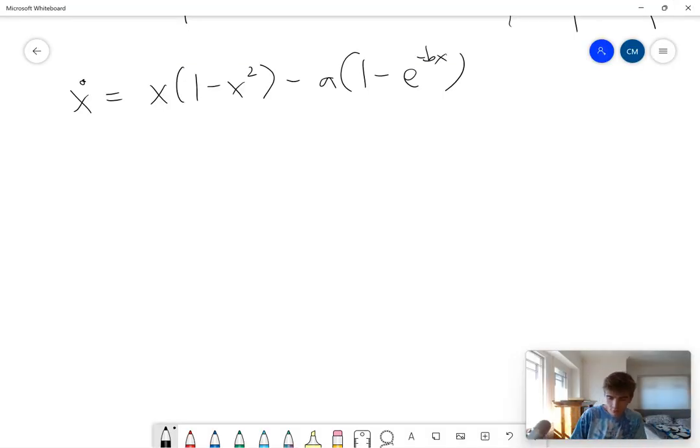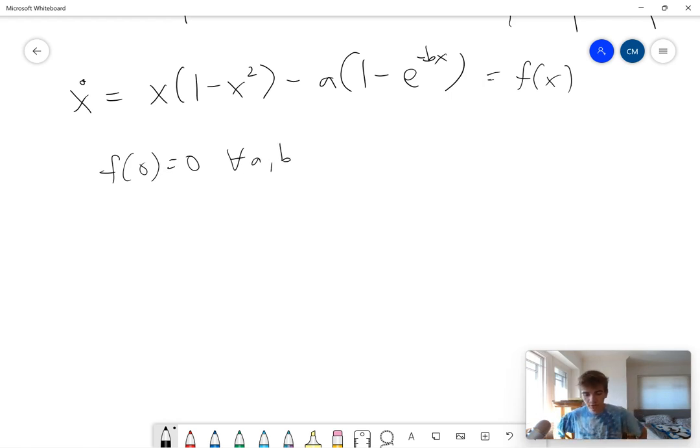Okay, so we look at this equation and we observe that, first of all, x equals 0 is a fixed point, okay? Because if I plug in x equals 0, this term vanishes, then the exponential goes to 1, and the second term also vanishes to 0, okay? And we observe that this occurs for any value of a and b. So if I term this f of x, then I can say f of 0 is equal to 0 for all a and b. And so 0 is always a fixed point of this system.